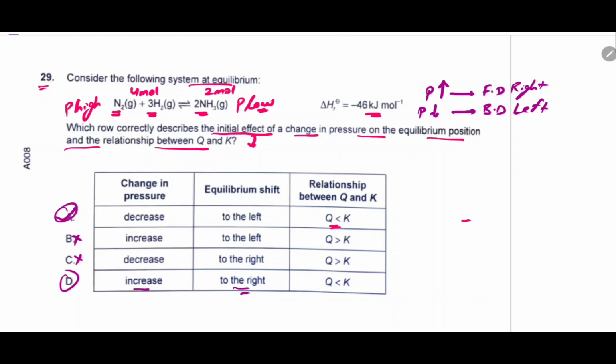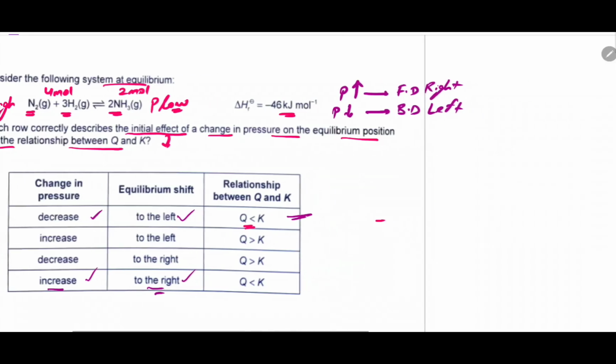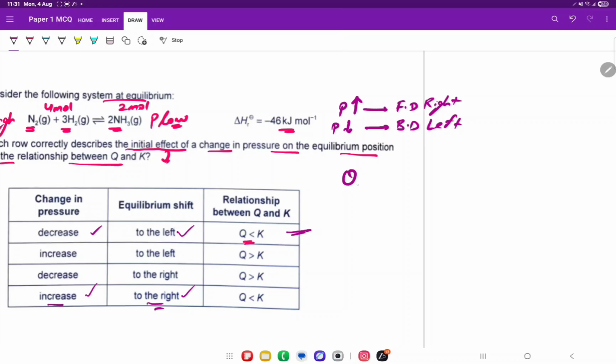So we have two options which could be correct, A and D. Both of these are correct so far, but now we have to look at Q and K. Q means the reaction quotient at any given instant of time, and that will equal the partial pressure of ammonia to the power 2 upon the partial pressure of nitrogen into the partial pressure of hydrogen to the power 3.